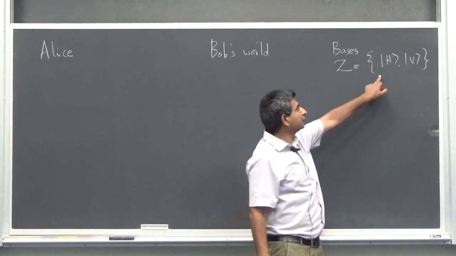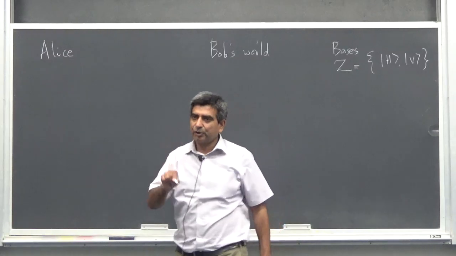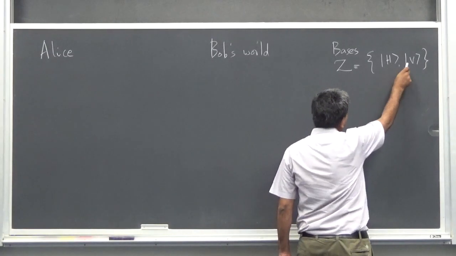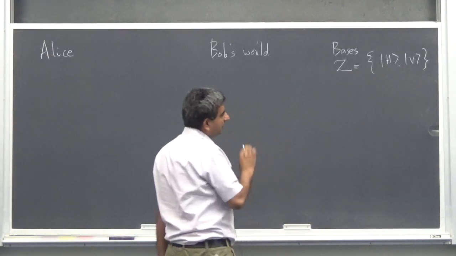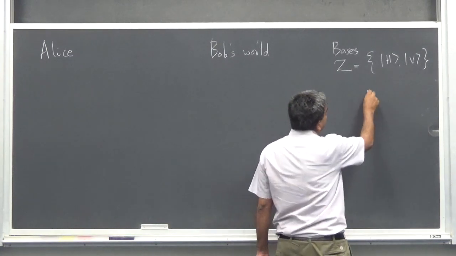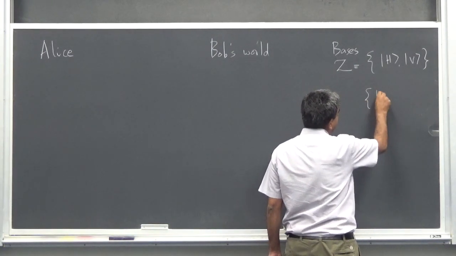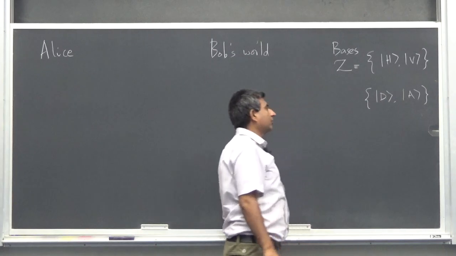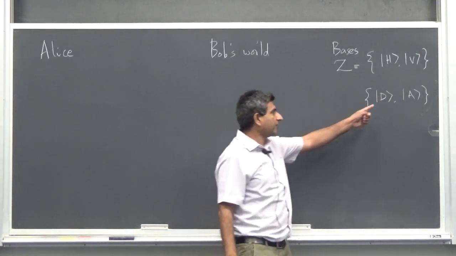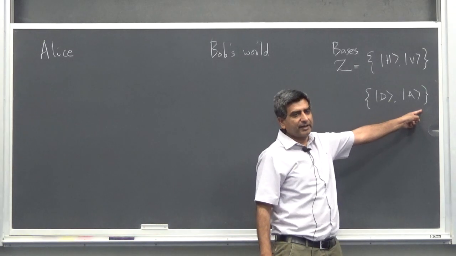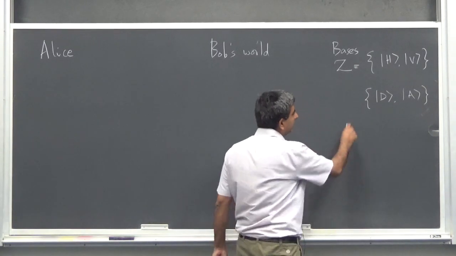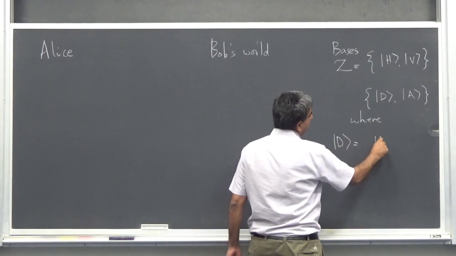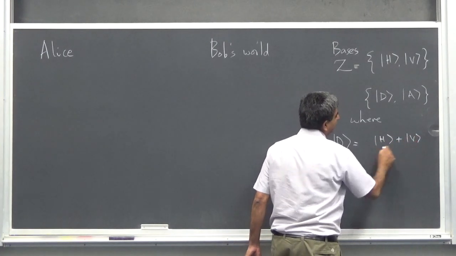In other words, the horizontal and vertical states are eigenstates of the sigma Z operator. You could also label these as ket 0 and ket 1, but I'm going to avoid that labeling because that is reserved for something else. The other basis is one in which you break down or resolve any quantum state in terms of a diagonal polarization and an anti-diagonal polarization, where D is an equal superposition of the horizontal and vertical.